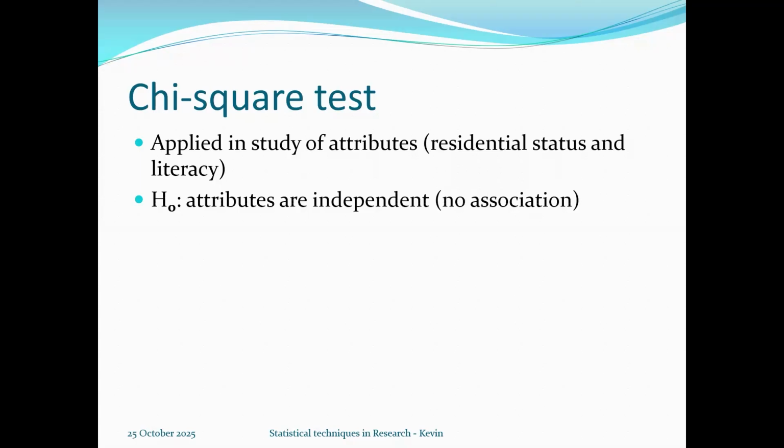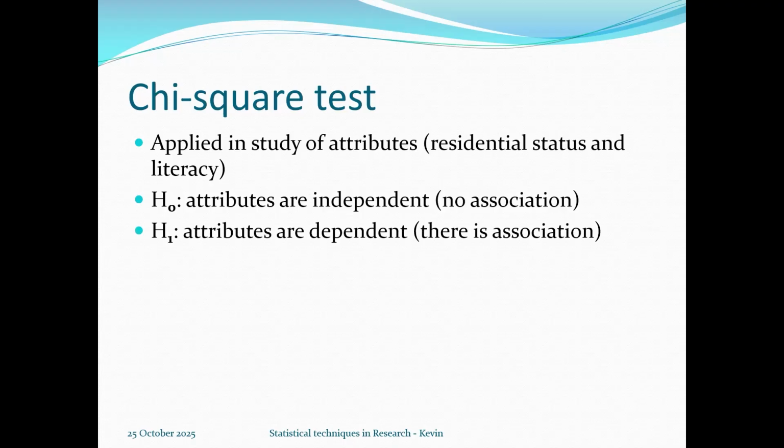H0: attributes are independent. There is no correlation, no association between residential status and literacy. Alternative hypothesis H1: attributes are dependent. There is association. We want to test whether there is association in the sample, and also whether the association in the sample is applicable to the population.